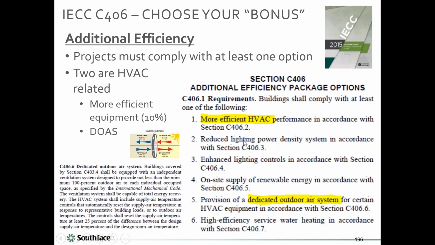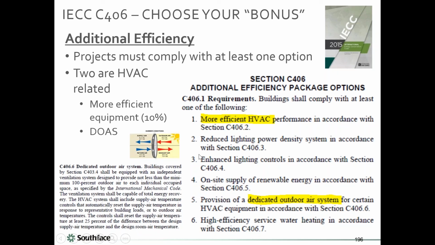Another probably easy one is just to put in more efficient LED lighting, beat the lighting power densities by a certain amount, or more sophisticated lighting controls. That can be one of your 6 items. Or put in some renewable energy and get credit for it. Or if you use a lot of hot water, put in a more efficient water heating system.